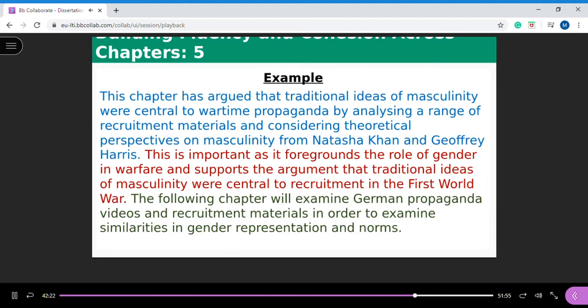The following chapter will examine German propaganda videos and recruitment materials in order to examine similarities in gender representation and norms. So by topping and tailing each chapter like this, you make a strong connection throughout and keep the focus on the main argument that you stated in your introduction.